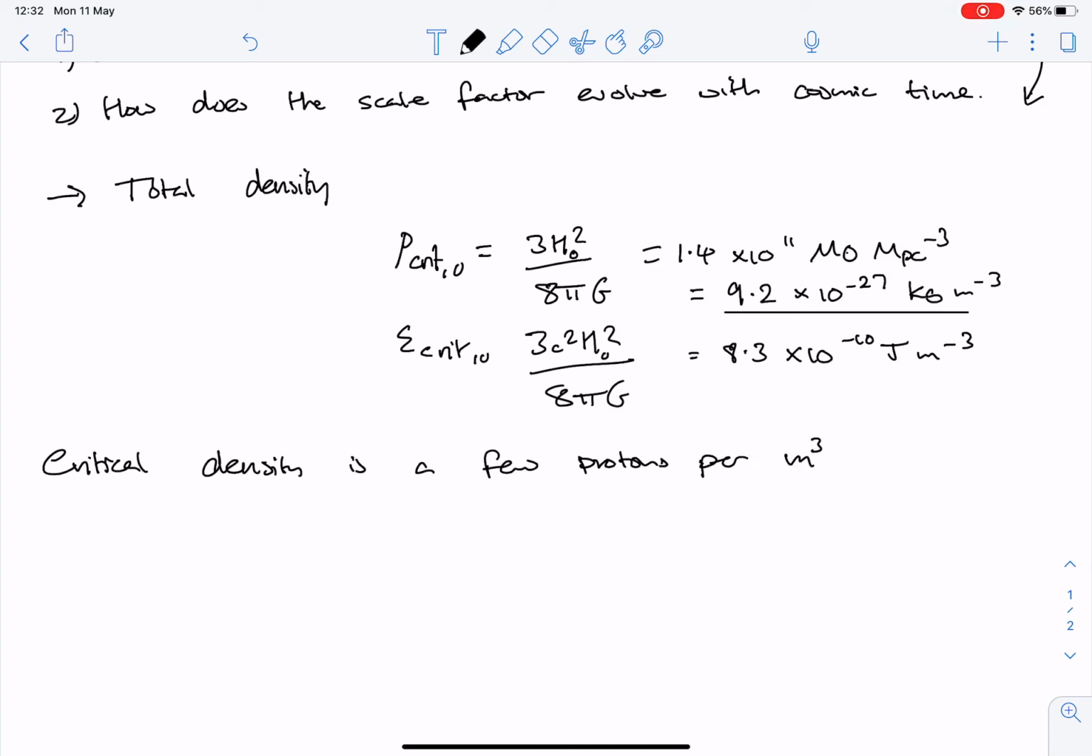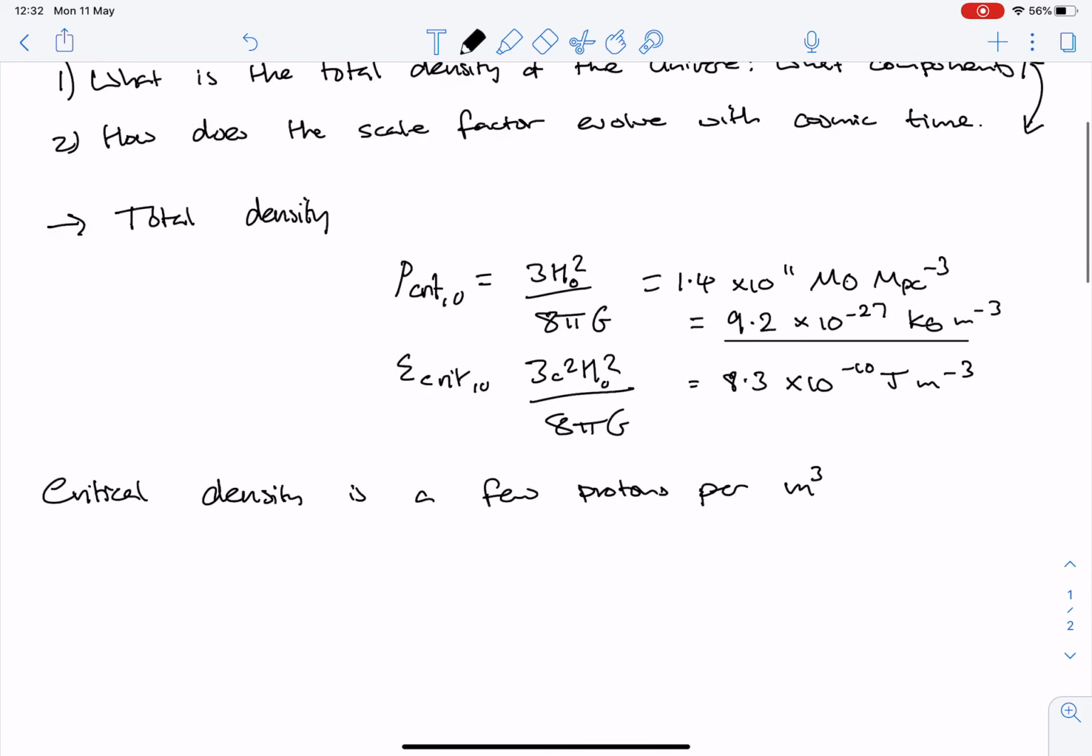Now, that sounds like it's very low. It sounds like we should easily exceed it, because even the very best vacuum that you can make on Earth vastly exceeds the critical density. So it should be straightforward to get there. And the first thing we therefore need to do is add up all the different components of the universe and see what the critical density is.